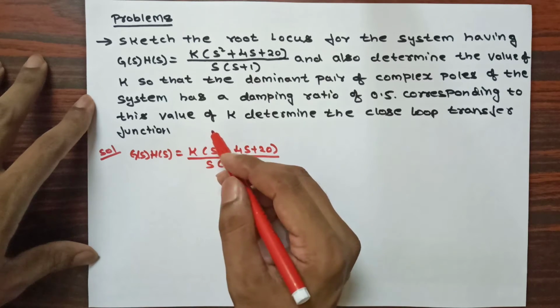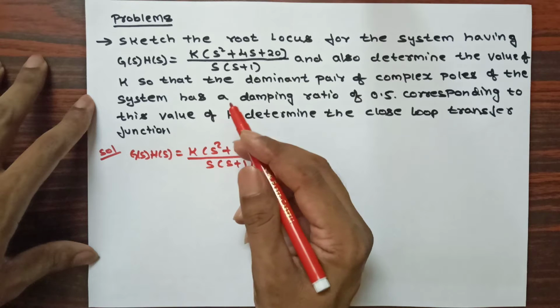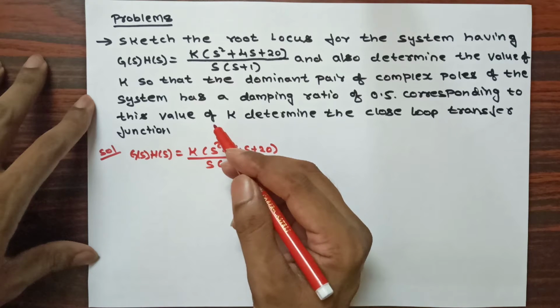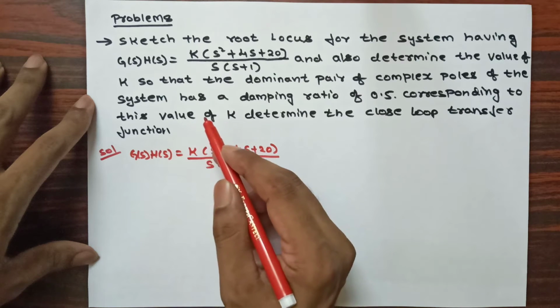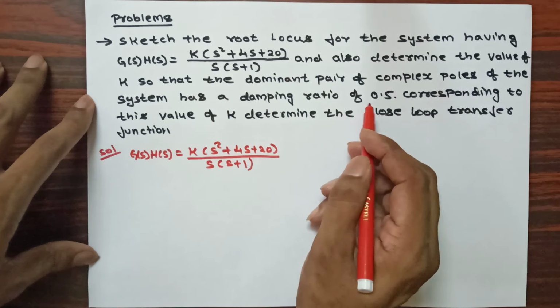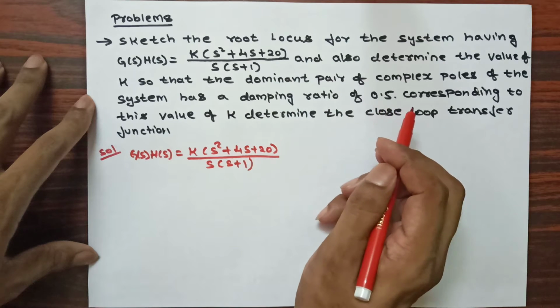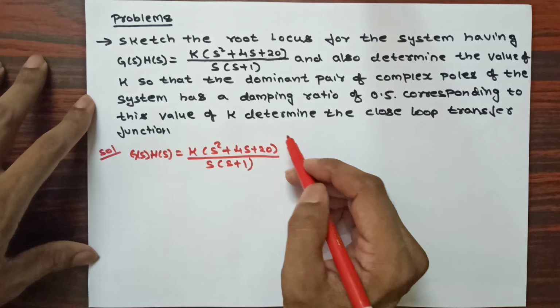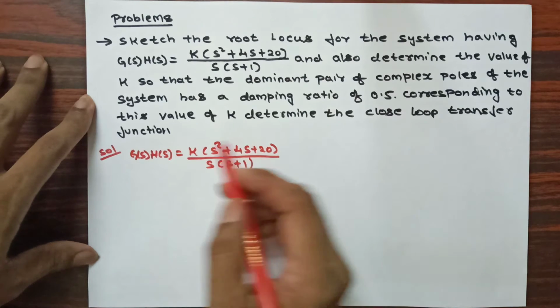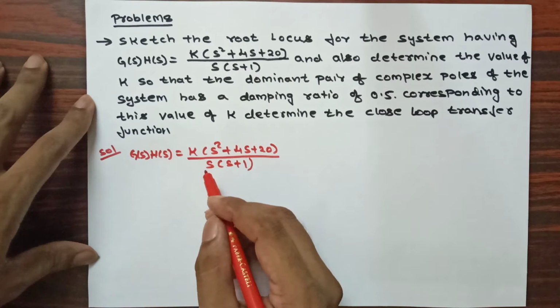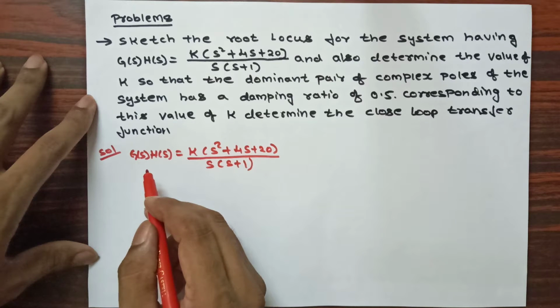In this problem, first we need to sketch the root locus, and from the root locus we need to find the value of K for a damping ratio of 0.5, and then for this value of K we need to determine the closed loop transfer function. First we are going to sketch the root locus.